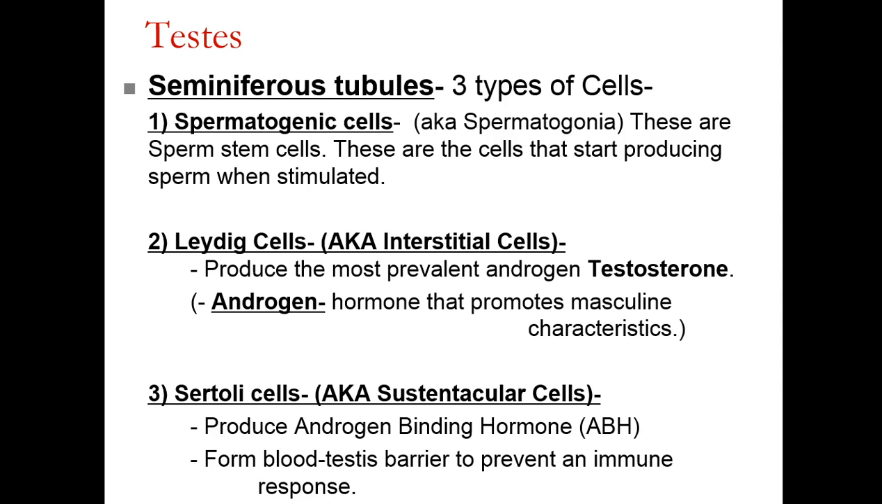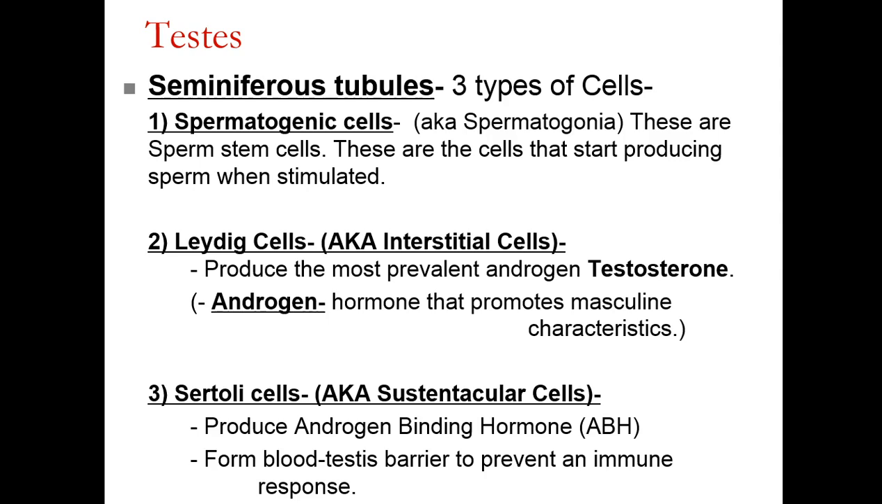Our second type are Leydig cells, also known as interstitial cells, and their job is to produce testosterone. Testosterone is an androgen. Androgen is a hormone that promotes masculine characteristics. So Leydig cells are producing testosterone.